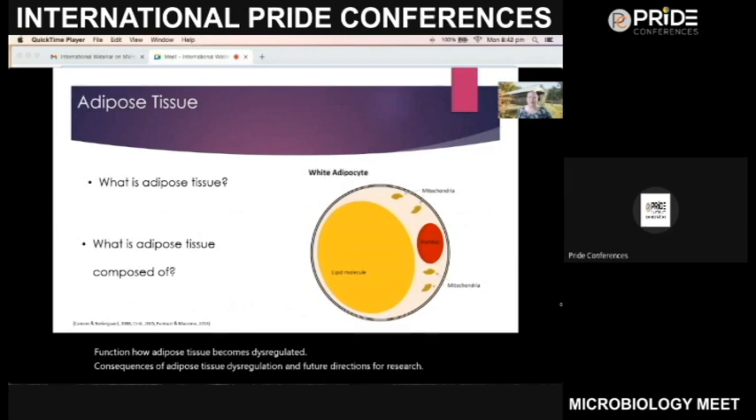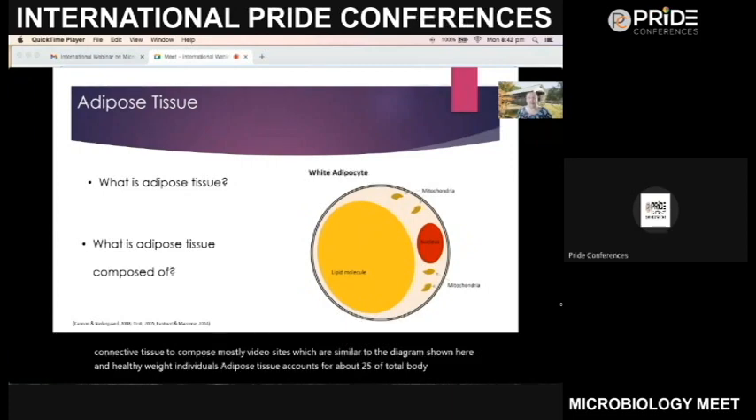So what is adipose tissue? Commonly known as fat tissue or just fat, adipose tissue is a connective tissue composed mostly of adipocytes, which are similar to the diagram shown here. In healthy weight individuals, adipose tissue accounts for about 25% of total body weight.